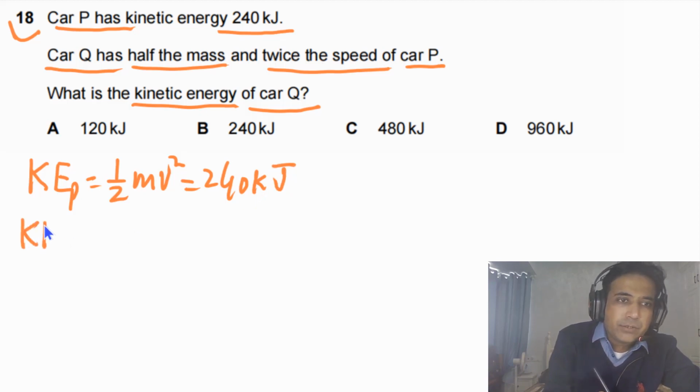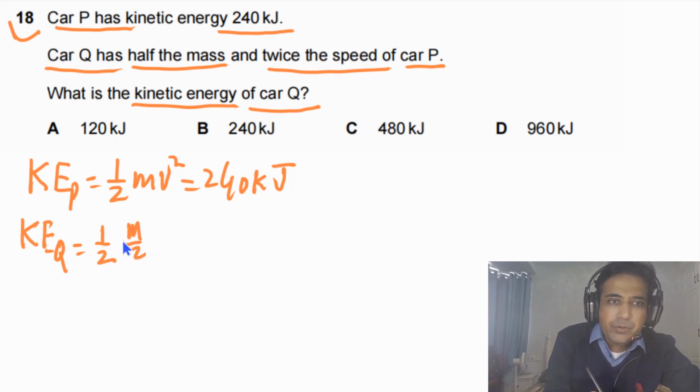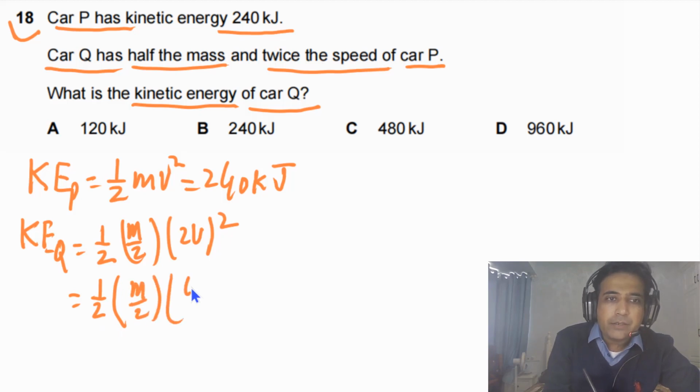And kinetic energy of car Q, we can say this is equal to 1/2 m by 2, and the speed is double, so we have 2v square. Now we can simplify, so we can write 1/2. Here we have m by 2 and here we have 4v square.